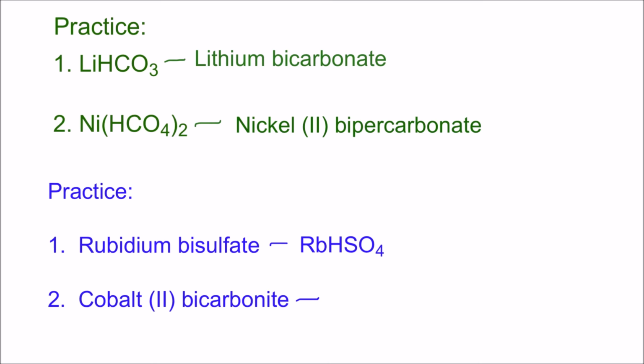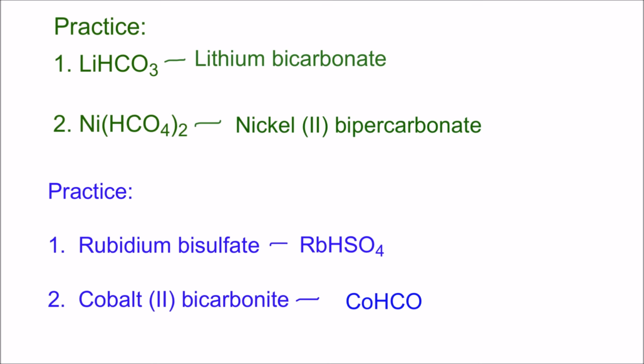Now let's see if we can go from the name to the formula. So the first thing we have here is cobalt, so let's write the symbol for cobalt. Then we have "bi." That tells us there's a hydrogen there. Then we have carbon and "ite." The "ite" lets me know that there's a polyatomic anion, which means it must have oxygen. So let's put the symbol for carbon and oxygen.